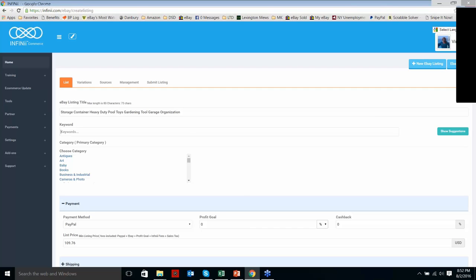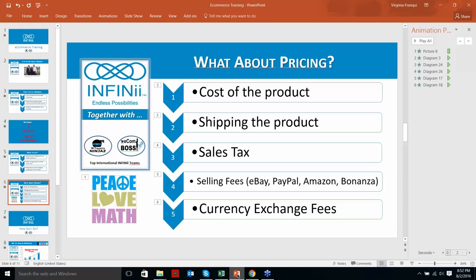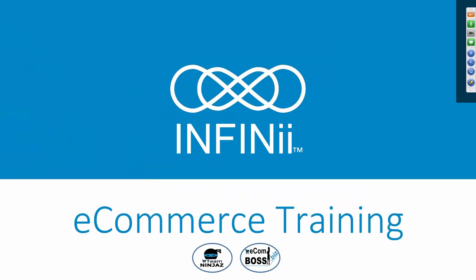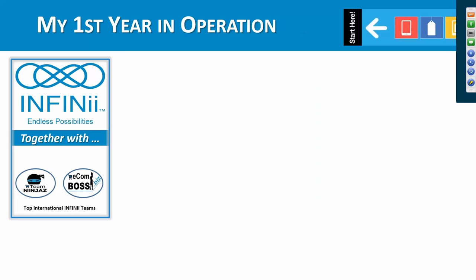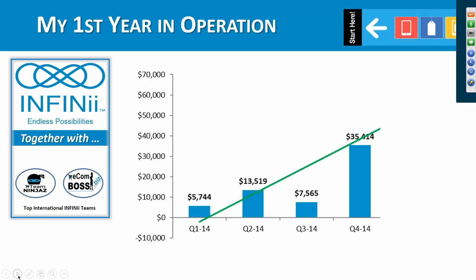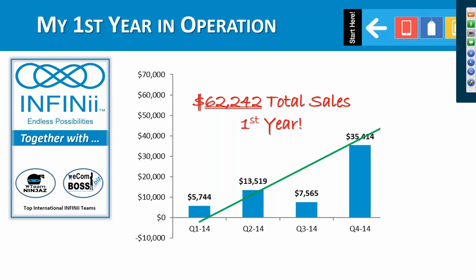Well, and that's one of the things that I also wanted to share with them, and I wanted to share how well I did. I hate this PowerPoint, making me go through all this. Okay, so my first year of operation. This is my sales quarter to quarter. I ended up with over $60,000 in sales. Now, as you can see, the first year is the toughest. You have to constantly list. You have to constantly revise your listings, tweak them, do trial and error.